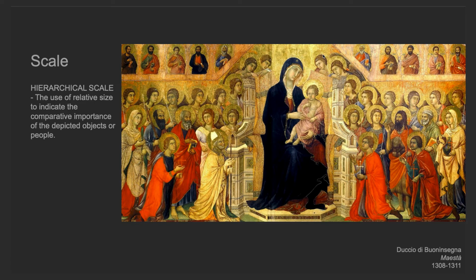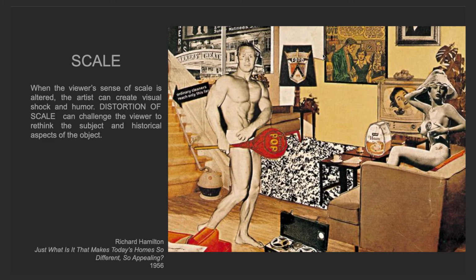Hierarchical scale, an element of design or a strategy of design, where there is a level of importance based upon how large an object is compared to how perhaps small an object is. And then this is another object that works with scale, or a distortion of scale. We have a muscle man carrying a giant lollipop, and then what would be a giant canned ham on the table, and so on.